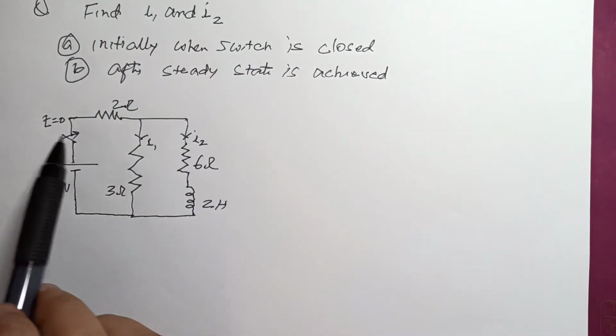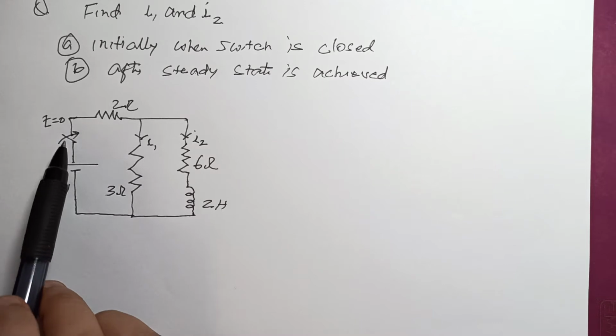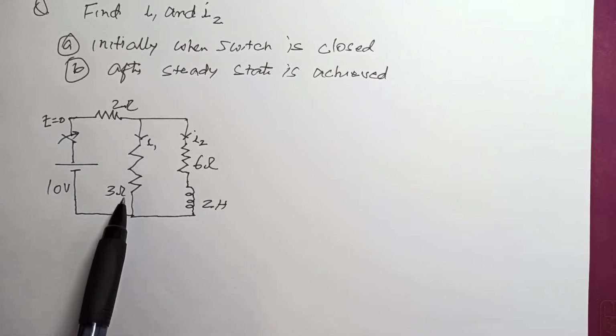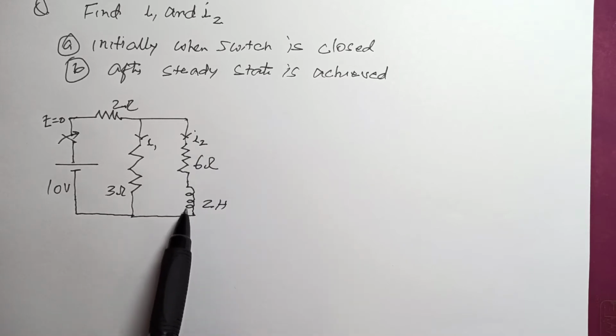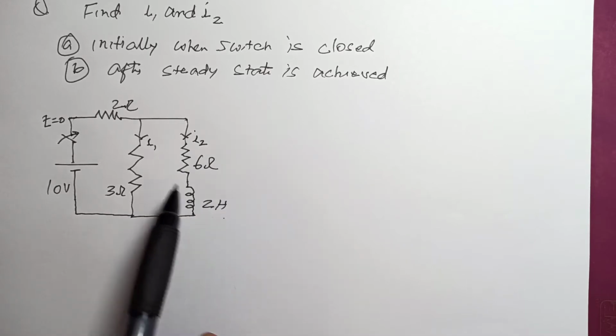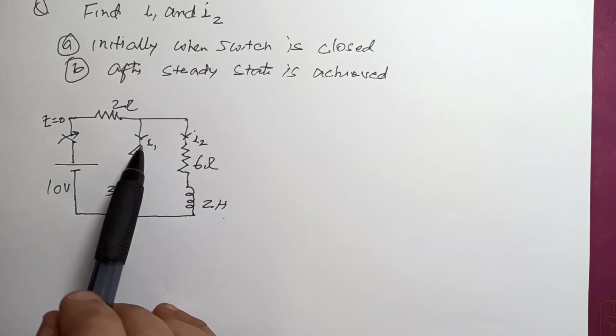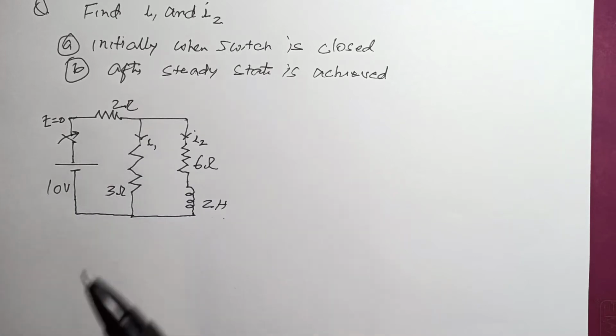Now, this is the circuit, and at time t is equal to 0, this is closed, 10 volts. This is a resistor, 3 ohm, this is 6 ohm, then this is the inductor which is 2 Henry. Currents flowing are I1, I2 in this direction, and one resistor is here at 2 ohms.